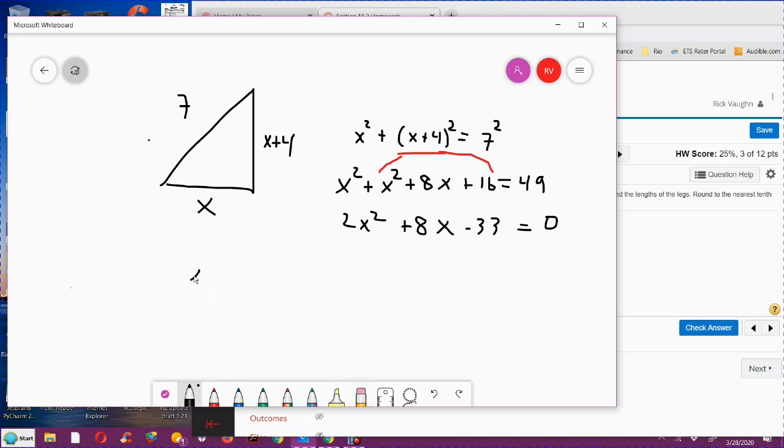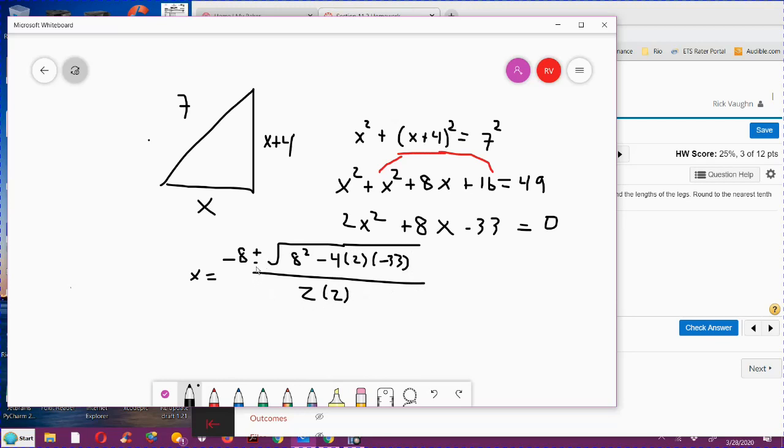So x equals minus b, which is minus 8, plus or minus the square root of b squared, which is 8 squared, minus 4 times a times c, negative 33, all over 2 times a.